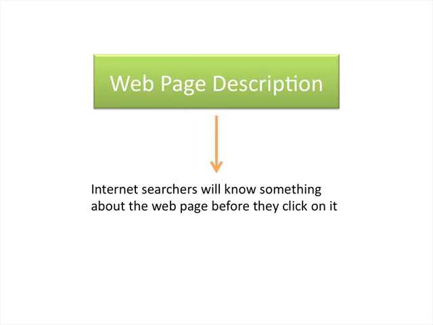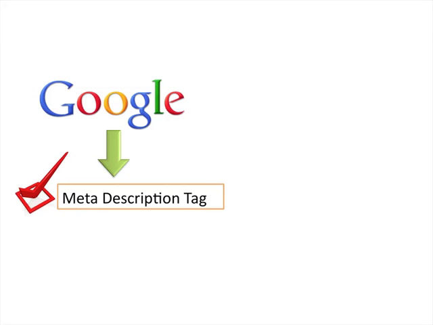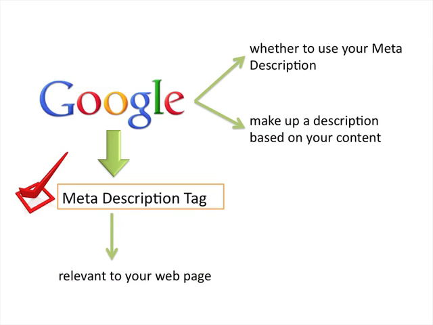Google and other search engines display a website description so that internet searchers will know something about the web page before they click on it. Google looks at your meta description tag, and if it finds the information there relevant to your web page, it will use that text. However, it is at Google's discretion as to whether it uses the meta description or makes up a description based on your content. So you need to convince Google that the meta description is relevant. That way you have more control over what appears in the search engine results.